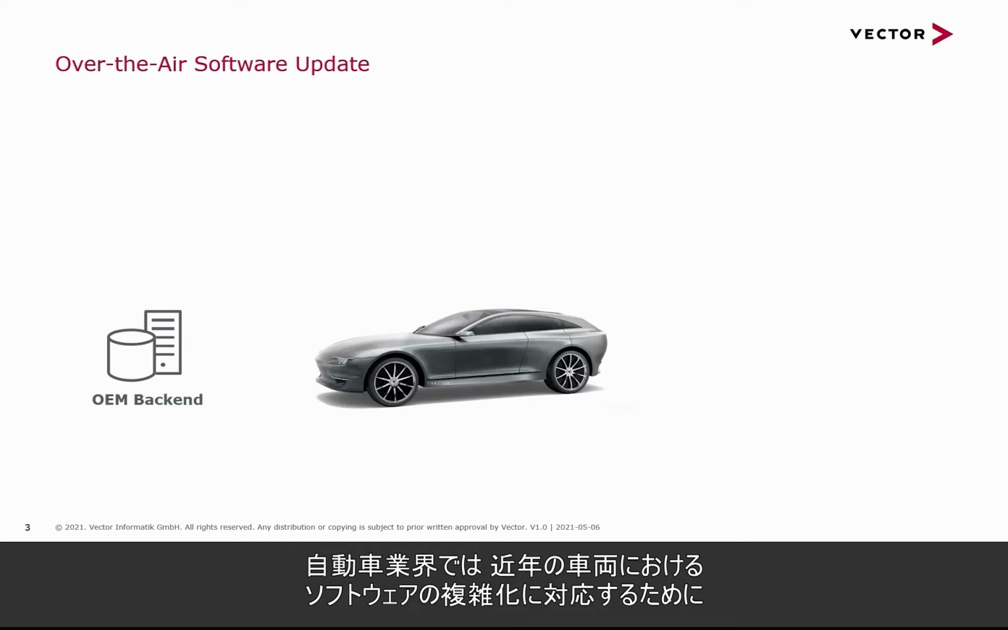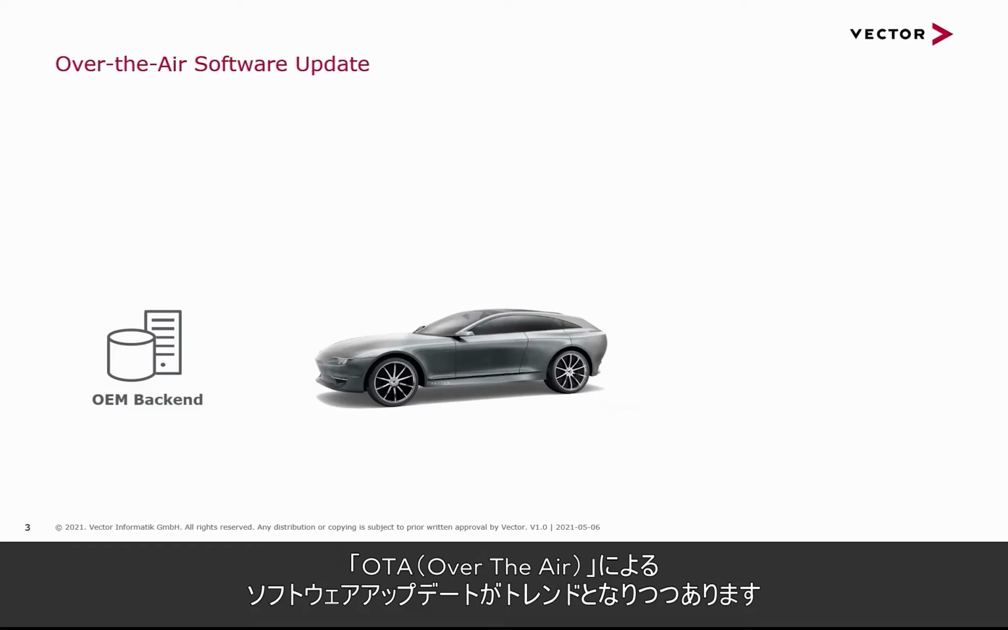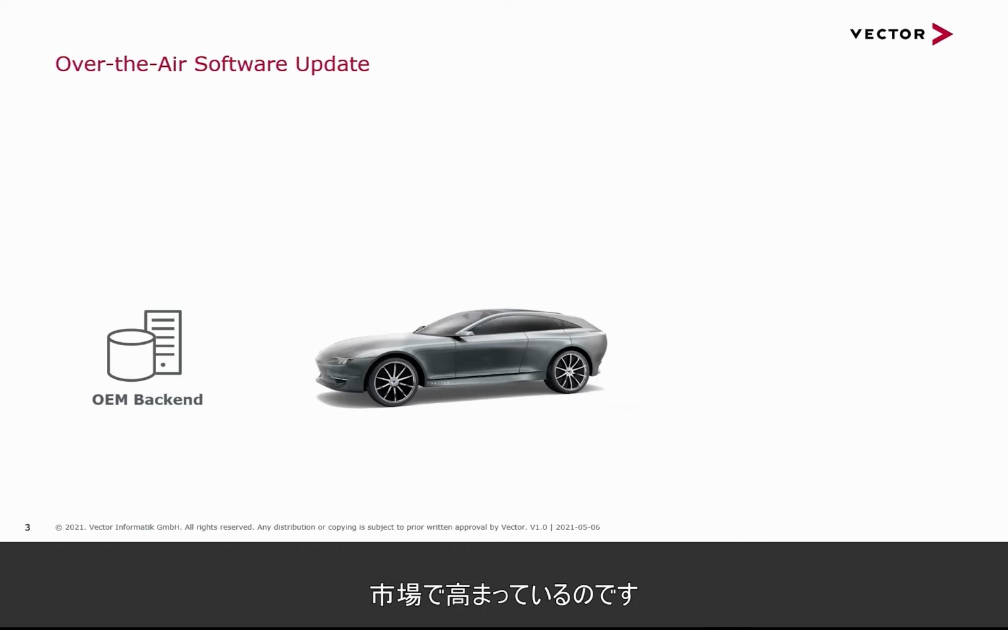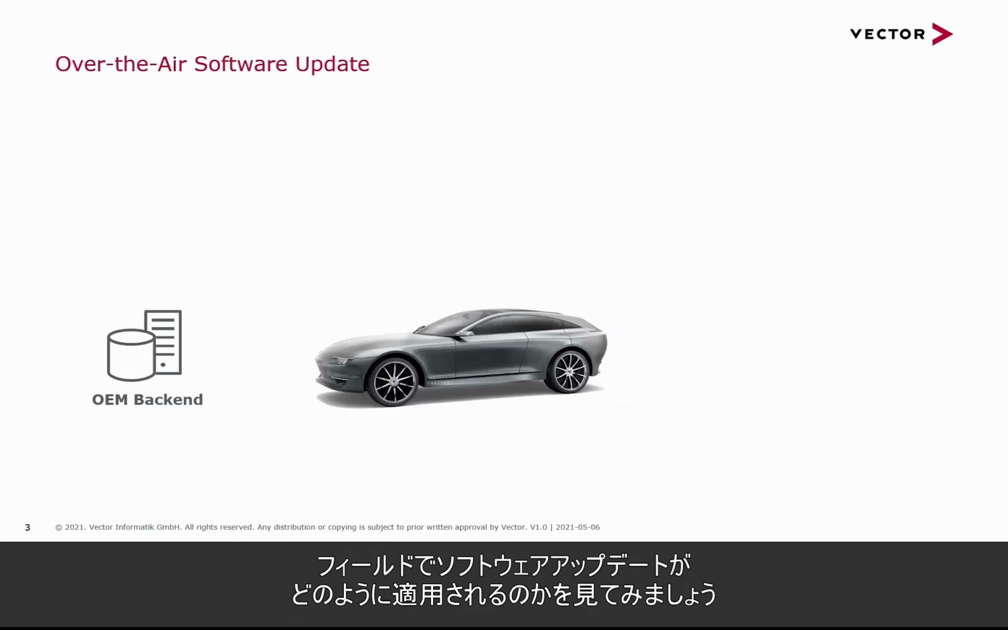Over-the-air software updates are a strong trend in the automotive domain to cope with the increasing software complexity in today's vehicles. There is a high demand in the market to flexibly update the software in the field without having to return to the service center. Reasons for an OTA update may range from a simple bug fix to a security fix or to a temporary or permanent feature enhancement. Let's have a look at how updates are typically applied in the field.